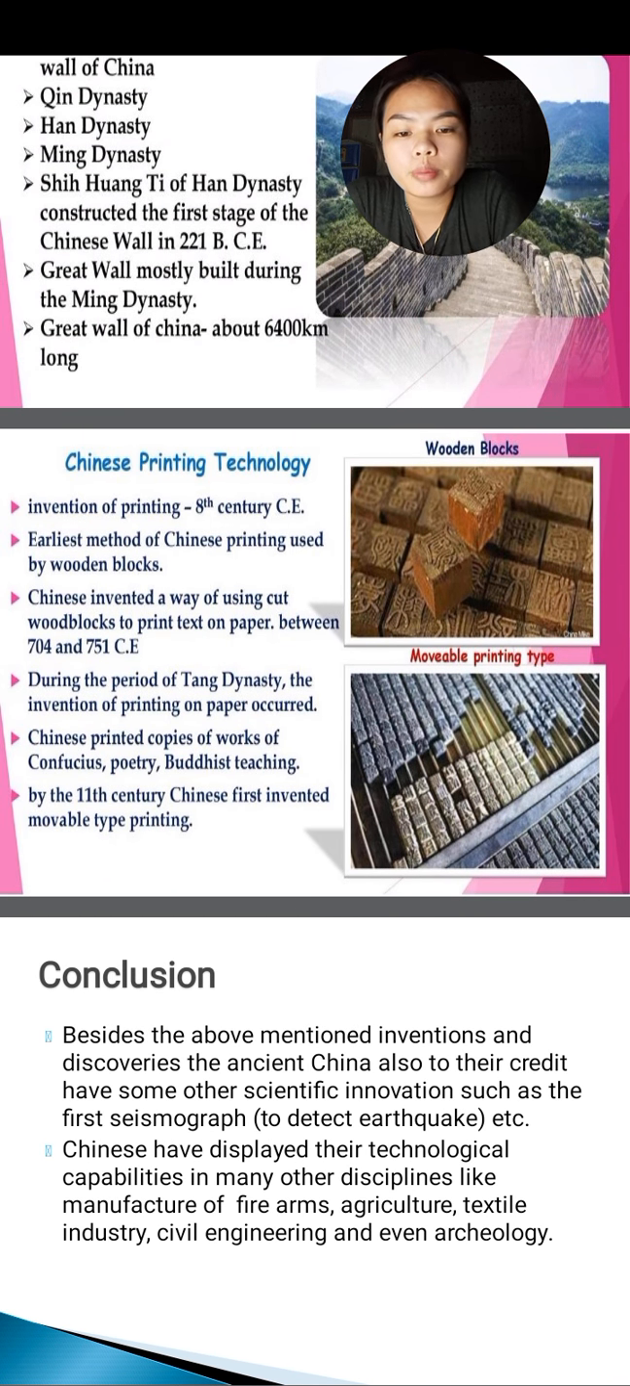In conclusion, besides the above mentioned inventions and discoveries, ancient China also has to its credit some other scientific innovations, such as the first seismograph to detect earthquakes, etc. The Chinese have displayed their technological capabilities in many other disciplines like the manufacture of firearms, agriculture, textile industry, civil engineering, and even archaeology. So, the Oriental view.